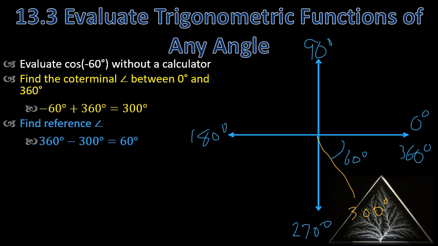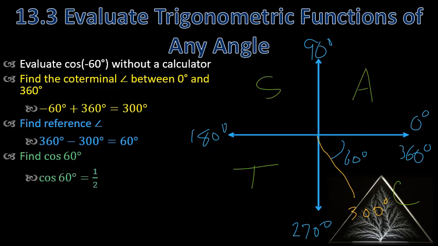All right. So now let's find cosine of 60 degrees. We can use a special right triangle, the 30-60-90. The sides are 1, 2, square root of 3. Cosine is adjacent over hypotenuse. So cosine of 60 is 1/2.